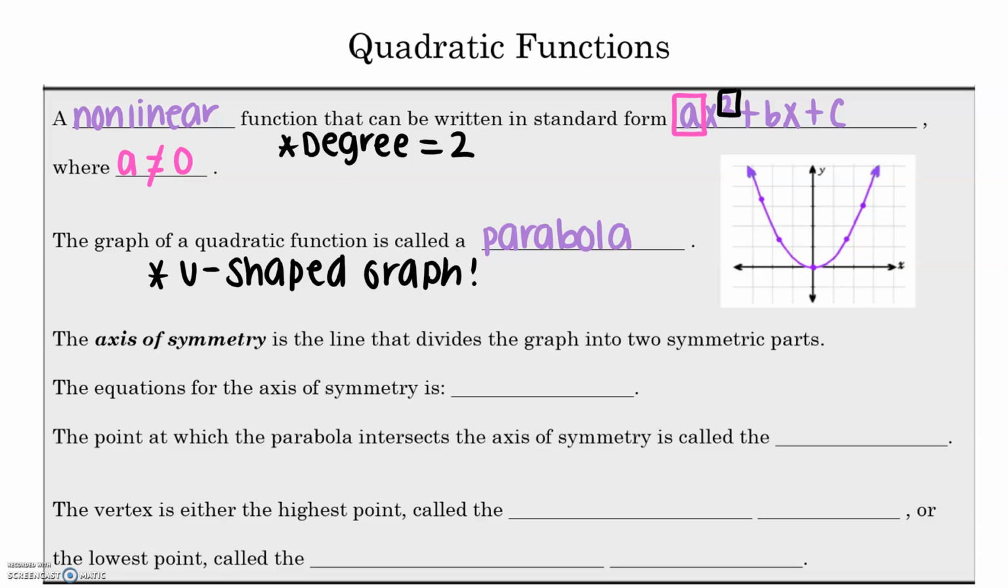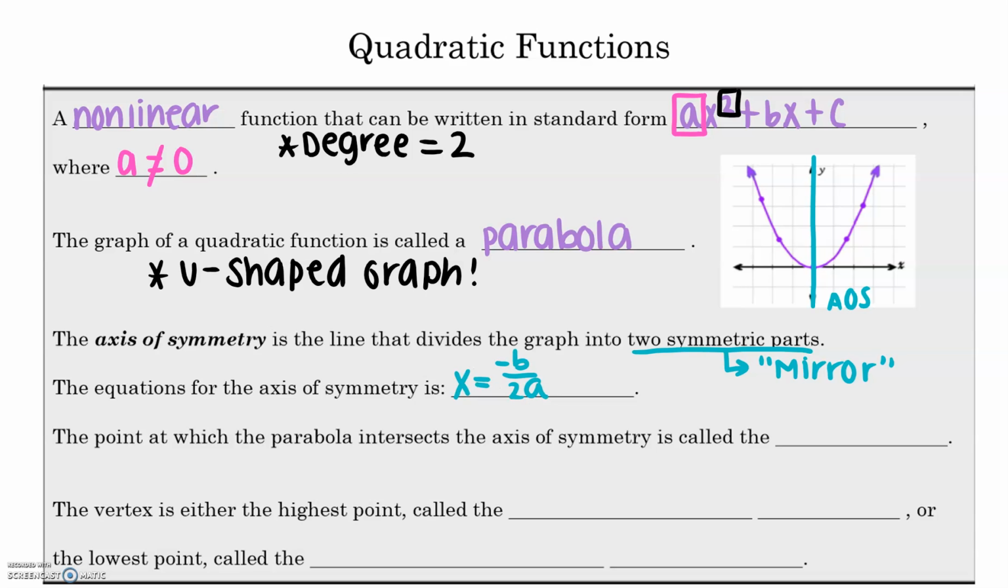Now on to some characteristics. The axis of symmetry is a line that divides the graph into 2 symmetrical parts. Here I want you to think of the word mirror. This axis of symmetry acts as a mirror. In the picture above, the y-axis is the axis of symmetry. It splits our U-shaped graph into 2 symmetrical parts. The equation that we are going to use today to find the axis of symmetry is x equals negative b over 2a. Now those coefficients come from our standard form equation.